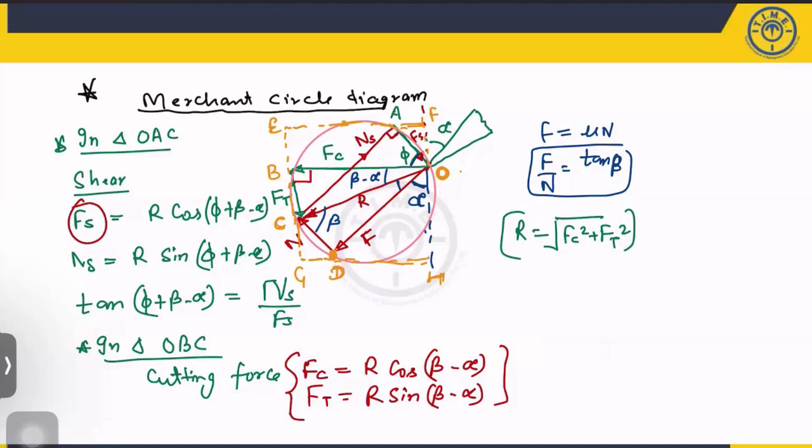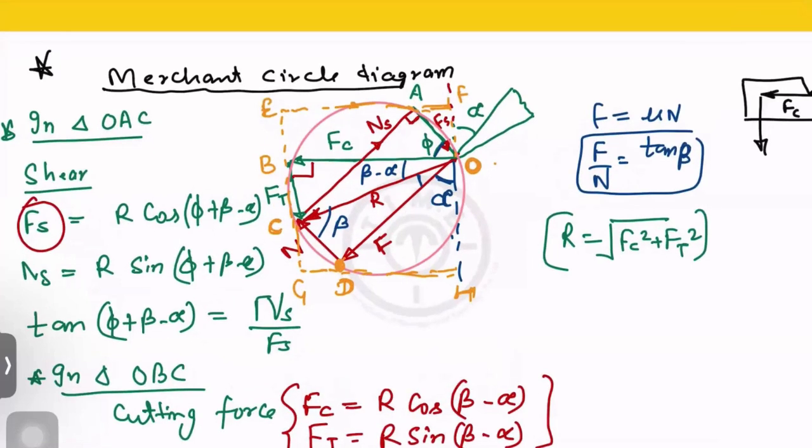This is basically a tool, which is used to remove the material. Now, what are the forces involved in the cutting operation? This is the cutting force, this is the tool, this is the cutting velocity. This is the cutting force and this is the thrust force. Now see, this is alpha. Now what is this angle? The shear angle phi.